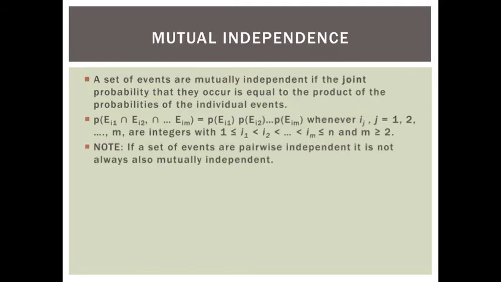Now let's discuss mutual independence. A set of events are mutually independent if the joint probability that they occur is equal to the product of the probabilities of the individual events. A further explanation is right below. And remember to take note: if a set of events are pairwise independent, it is not always also mutually independent.